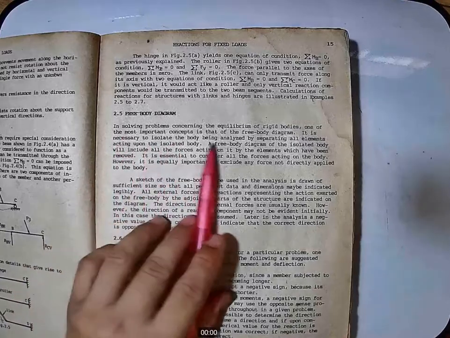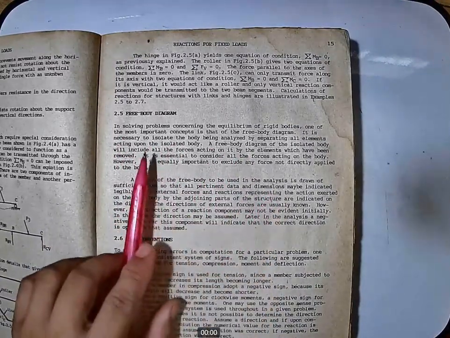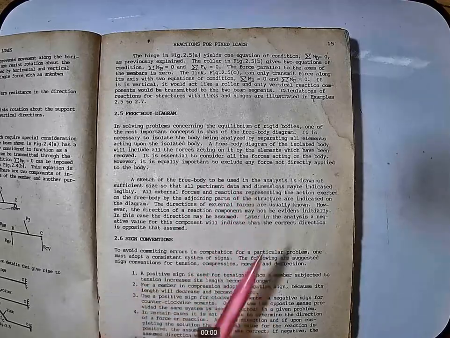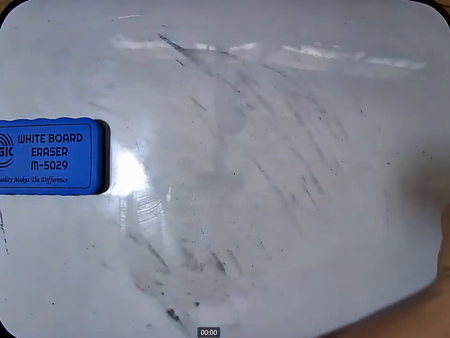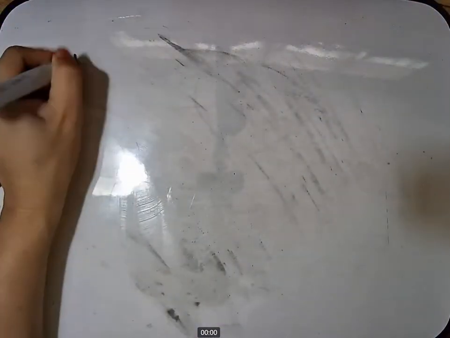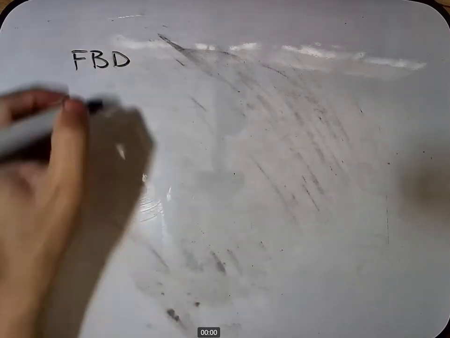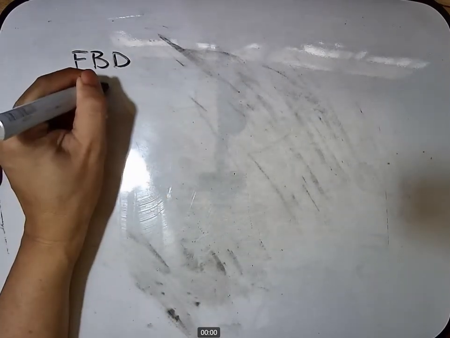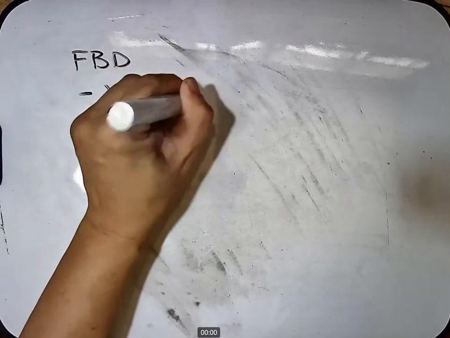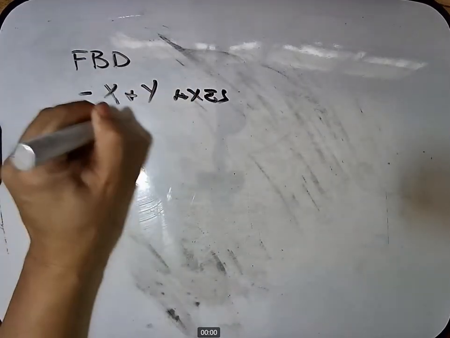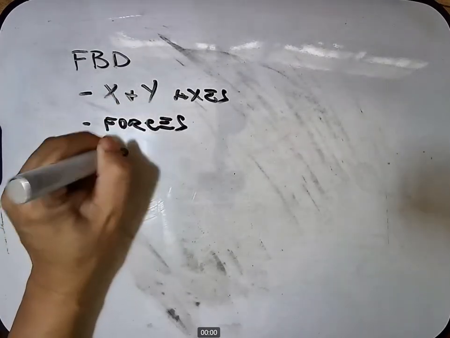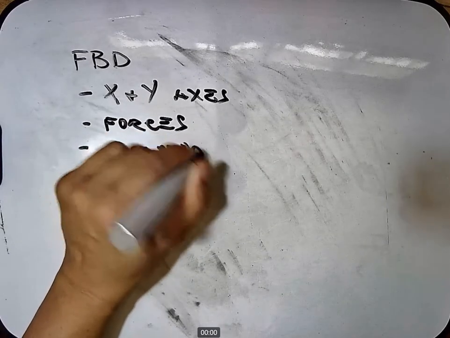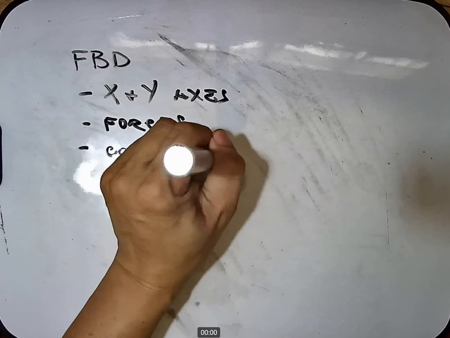Now let's go to free body diagrams. In solving problems concerning the equilibrium of rigid bodies, one of the most important concepts is that of the free body diagram. Okay, let's take an example of a free body diagram. The FBD is composed of the X and Y axis and then forces. Remember that it should be coplanar, and sometimes it should also be concurrent.